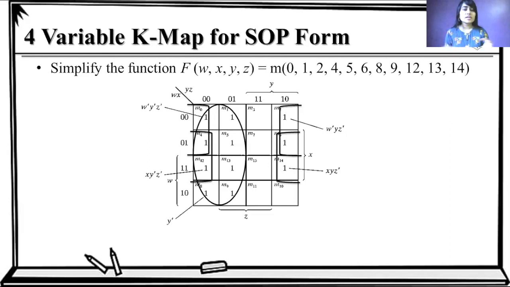So here there are two terms, w' y' z' and w' y z', and by adding them we have the common variables w' z', which is the logical function of these 4 terms. And then we have another group of 4. For this we have x and z', so the function of this group is x z'. So our answer is y' plus w' z' plus x z'. This is how we can solve a 4 variable K-map into a simplified function.